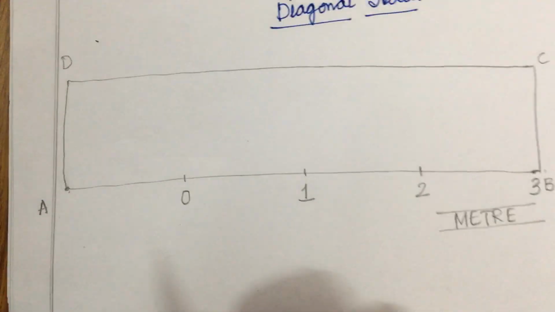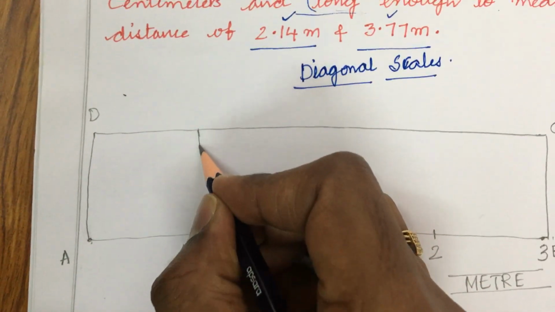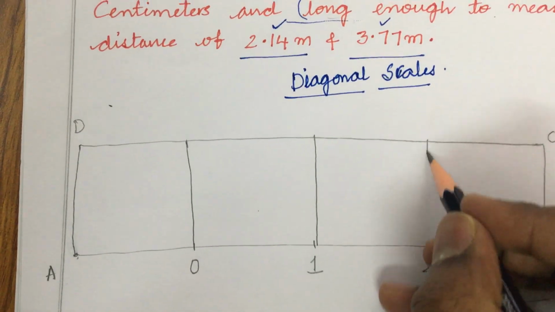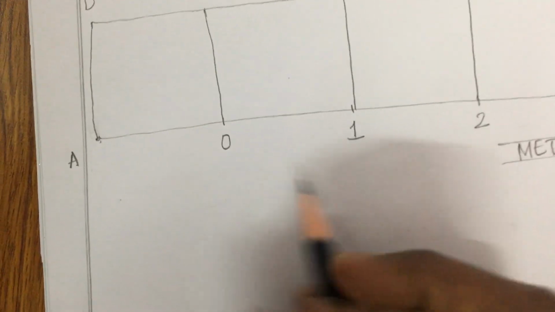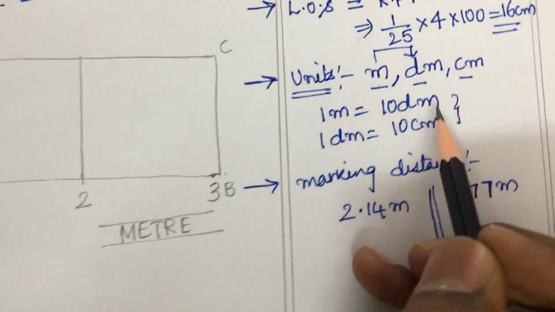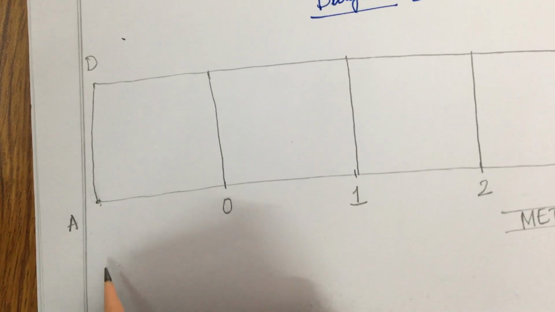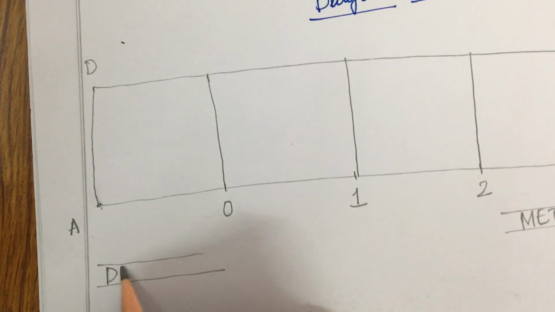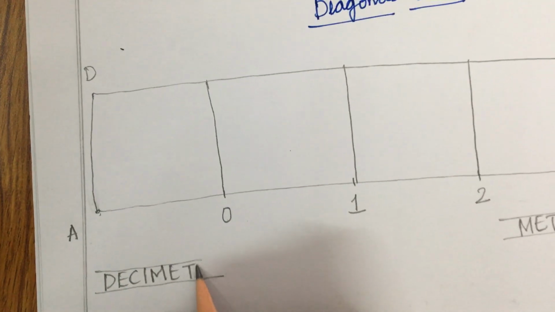I hope you are catching my point. Later, when working with the plane scale, we divided even the secondary unit, I mean the subunit. Meter is the main unit for this scale, and the decimeter, as I told you, in 1 meter there will be 10 decimeters, dear students. Now, 0 to the left of A is said to be a decimeter scale, dear students. So, this is said to be a decimeter scale.